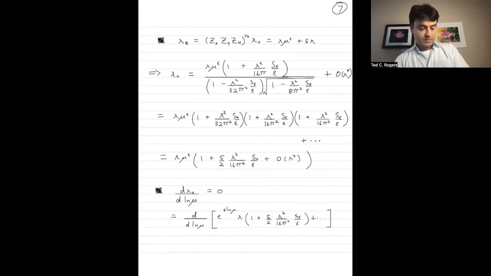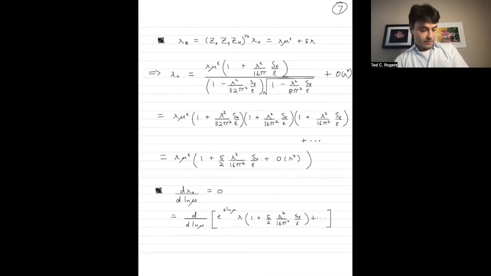And ultimately, that's going to tell me and set that equal to 0. That gives me a constraint now when I do the derivative of all this stuff from the previous line, and I take the derivative of that with respect to log mu and set it to 0. That's going to give me a constraint on the dependence of lambda on mu.